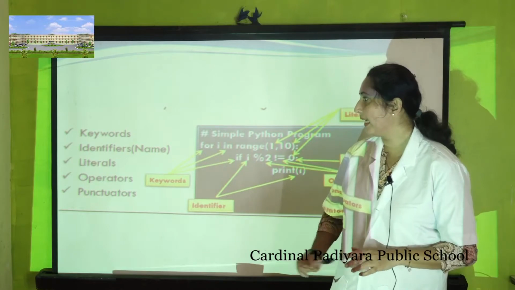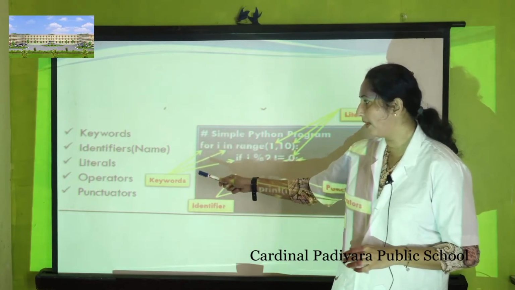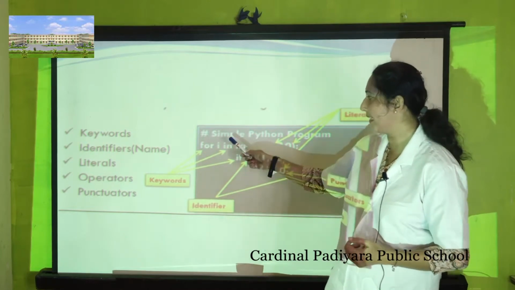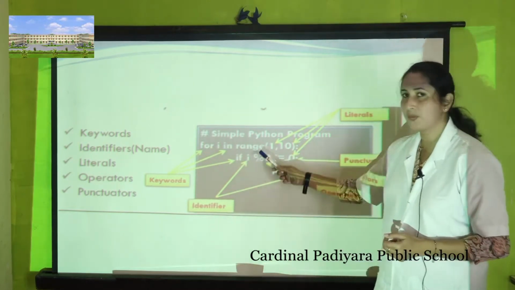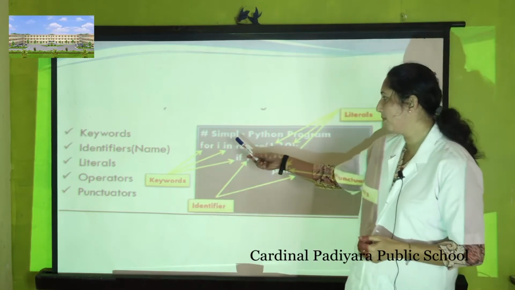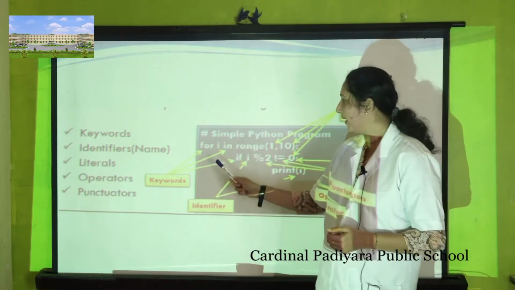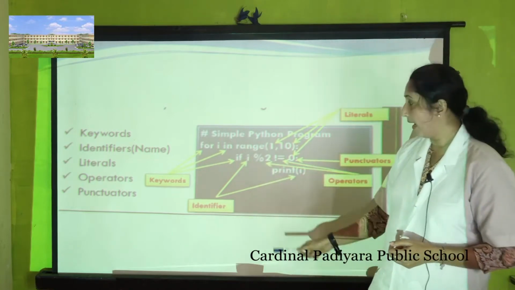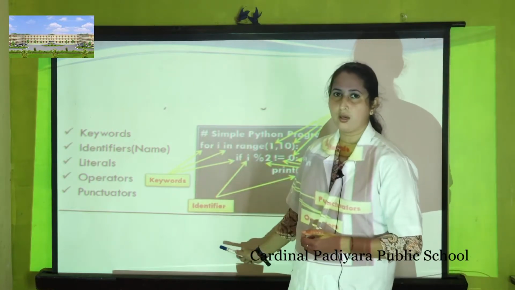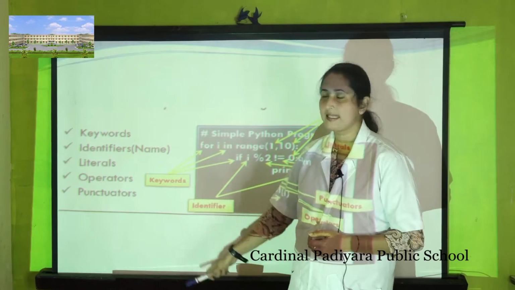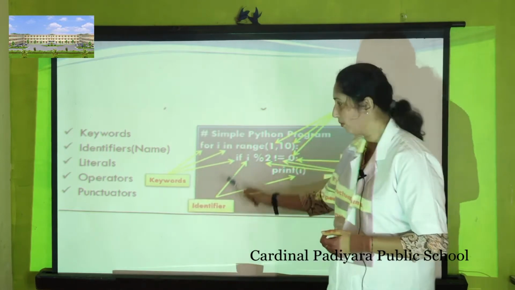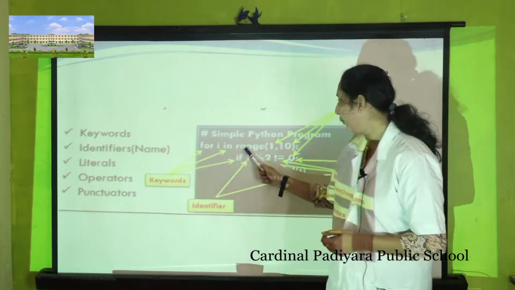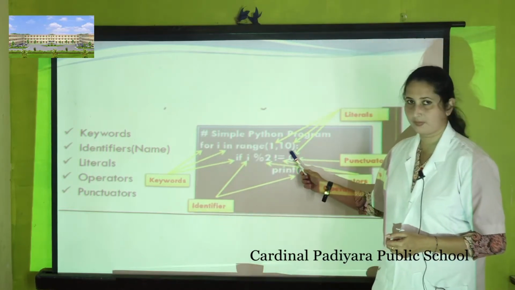Here we can see that keywords, identifiers, literals, operators and punctuators are the different types of tokens. Let's see an example, a small, simple Python program: for i in range. You have to identify which are the keywords, identifiers, literals, operators and punctuators in this program. Here, for i in range 1 to 10.